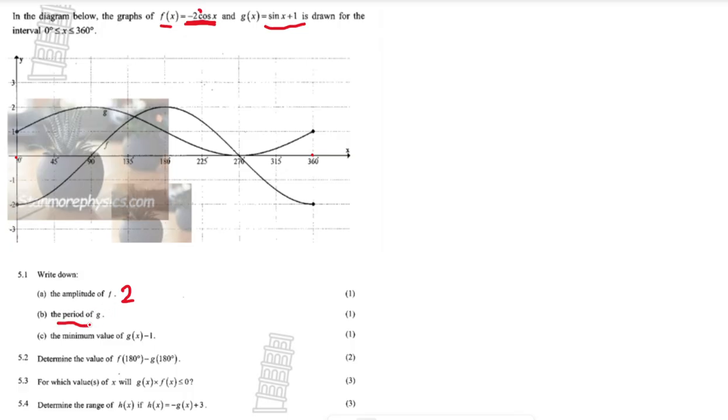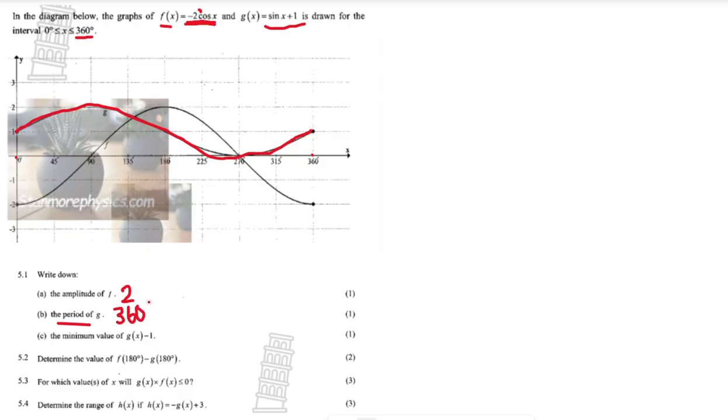Now when they're looking for the period of g of x, as I said in our previous video, you must always make sure that you make an S shape. If you're able to make your S shape, then you will see that that is your period. And it was quick to identify our period because they told us that we are drawing it in the interval of 0 to 360. So our period here is 360 degrees.